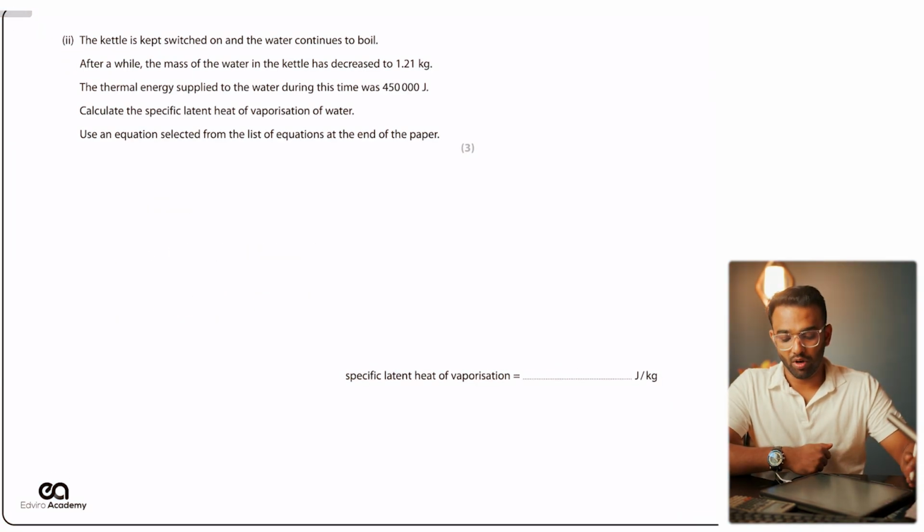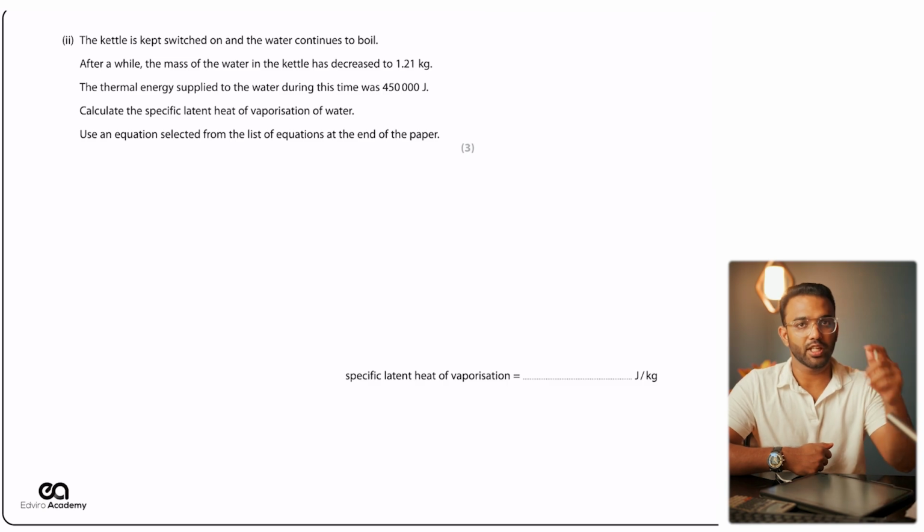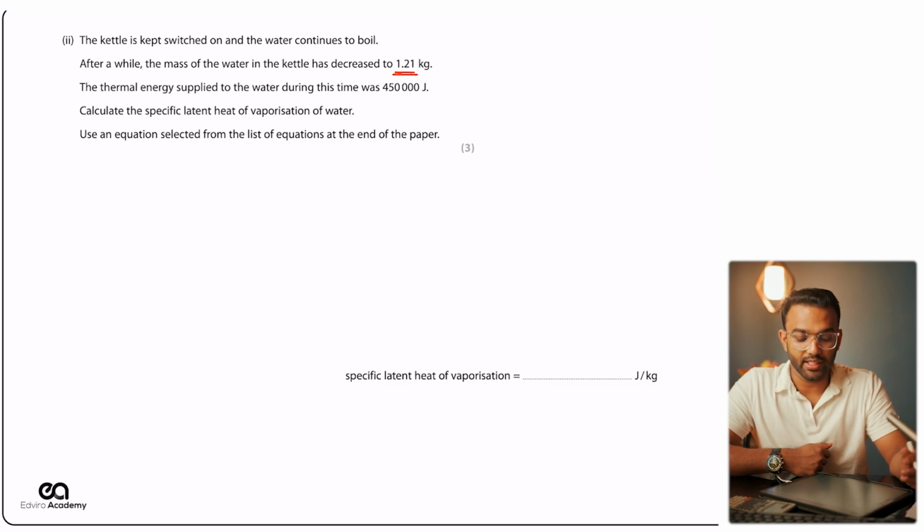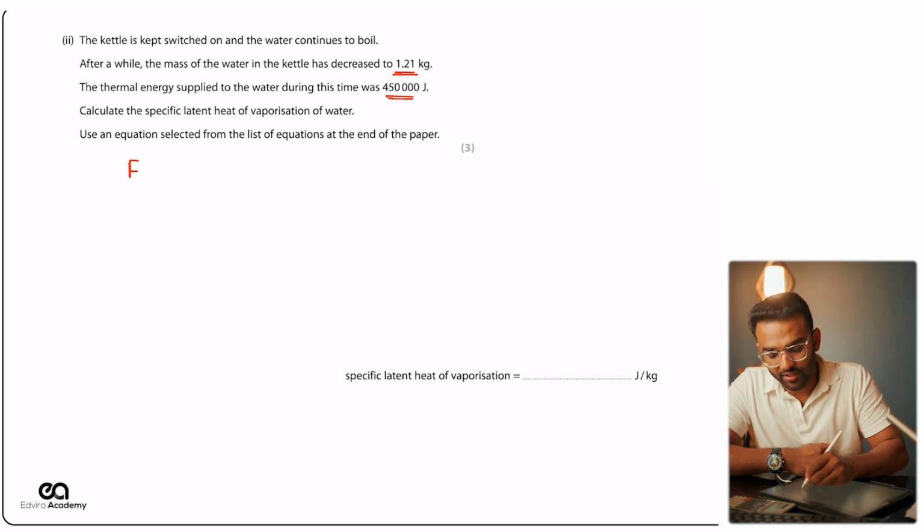So to the second part of the question, the kettle is kept switched on and the water continues to boil. So they did not switch it off. After a while, the mass of water in the kettle decreased to that. The thermal energy supplied to the water during this time is that. Calculate the specific latent heat. So of course, the specific latent heat equals ml, right?